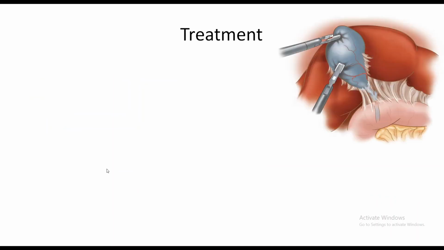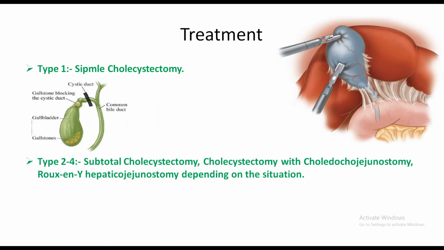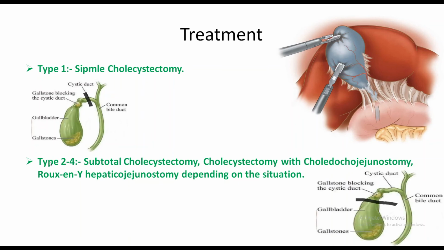Now what is the treatment? Treatment is definitely cholecystectomy, which can be a simple cholecystectomy. In this you can see the black demarcation, the cystic duct is ligated and cut. In toto the gallbladder is removed. In type 2 to 4, subtotal cholecystectomy is done.